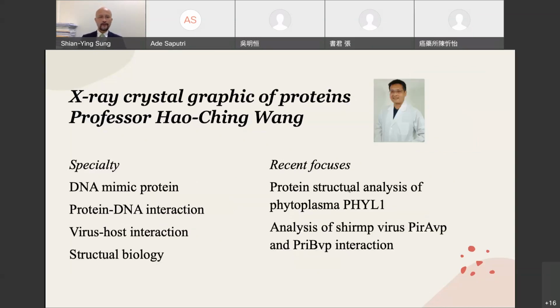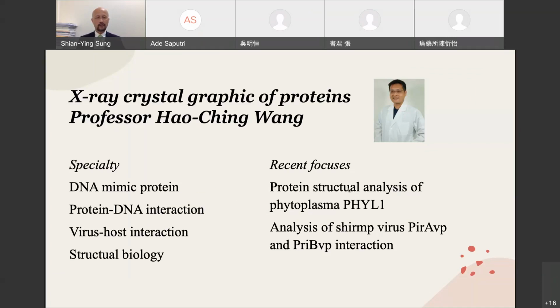In addition, Professor Haoqing Wang is an expert in X-ray crystallography of proteins. This is a very important area, especially because it can identify target protein structures. With these structures, we will be able to use computerized systems to predict which drug is the best to help the patients.